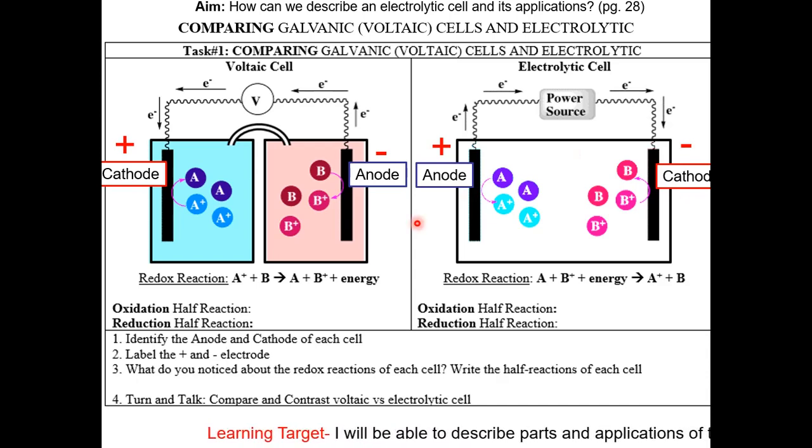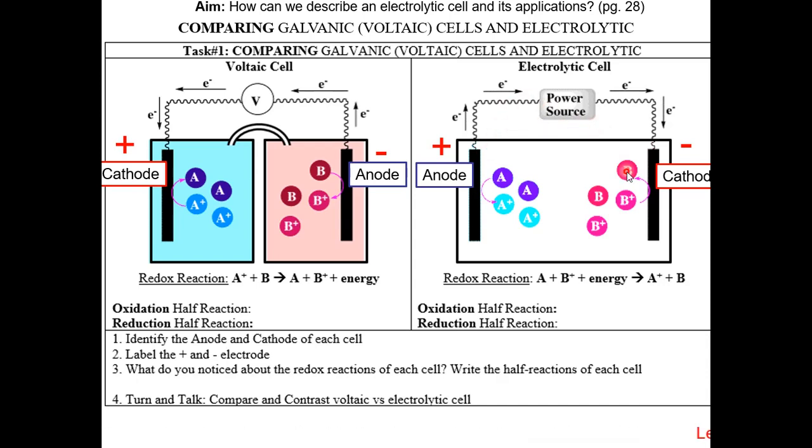The reason for this is to illustrate whether the cell is spontaneous or not. A Voltaic cell is spontaneous. Since electrons are negative, they're going to travel to the cathode, which is labeled positive. Opposites attract. In an electrolytic cell, it is not spontaneous because the electrons are not attracted to the negative cathode. Same charges repel each other. Therefore, a power source is needed to force the electrons to go from anode to cathode.